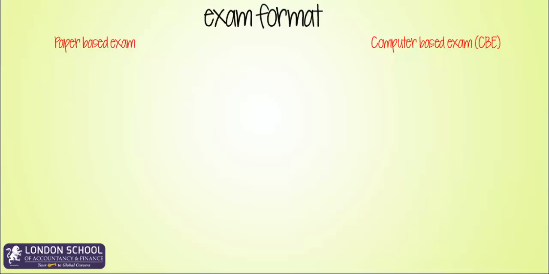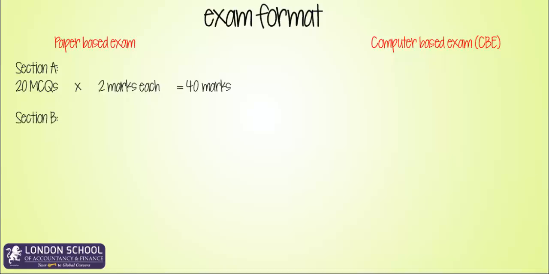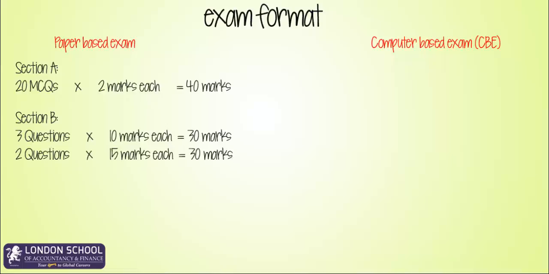In paper-based exam, basically the exam is divided into two sections. In section A, there are 20 MCQs and each is worth 2 marks, so it gives them total 40 marks. In section B, there are 5 questions: 3 questions that are 10 marks each, so that totals 30 marks, and 2 questions that are 15 marks each, so that totals again 30 marks. So the total marks available in the exam are 100.